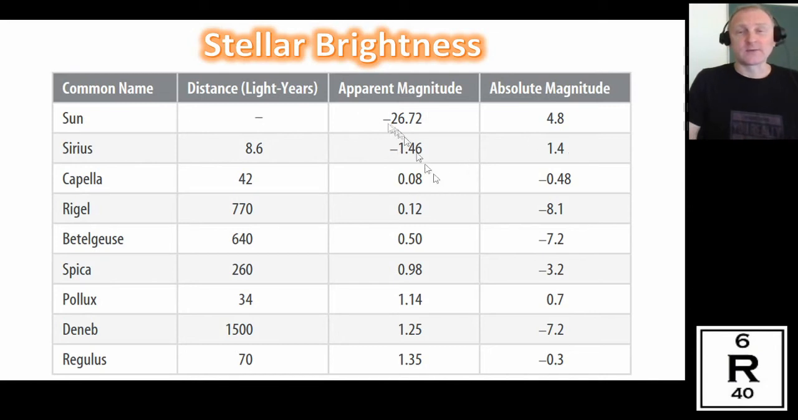You just need to know how to read it. Apparent is what we see from Earth. Absolute is what it really is. The larger the number, the fainter it is. The smaller the number, including negatives, the brighter it is.